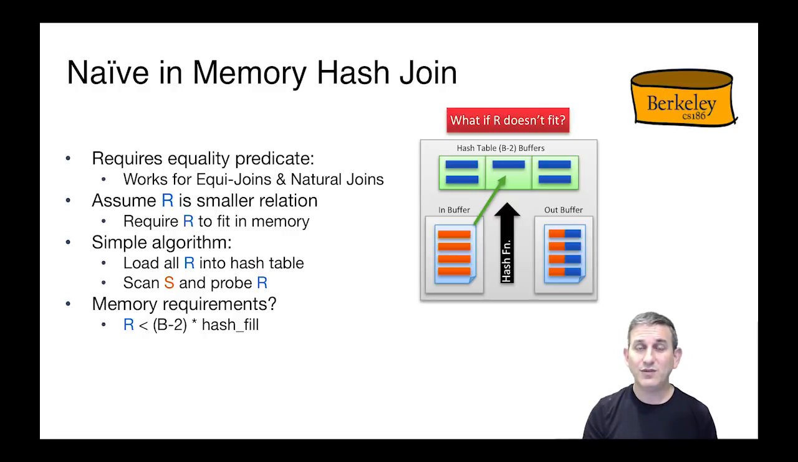Load all of R into an in-memory hash table, and then scan the file S, and for each tuple of S, probe R for matches. When you find a match, send it to the output.